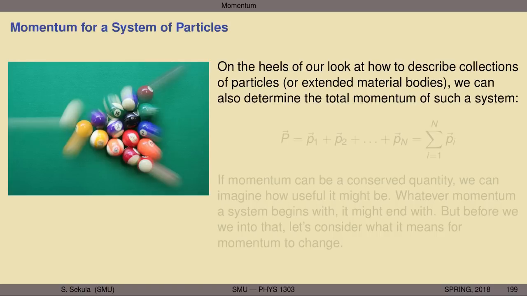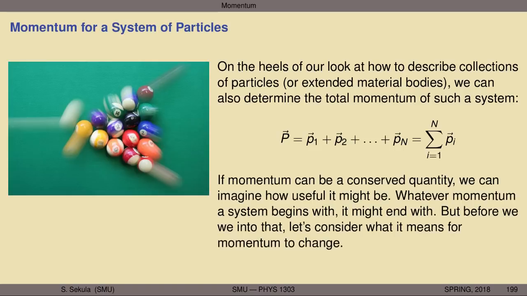So on the heels of our look at how to describe collections of particles or extended material bodies, we can then also determine the total momentum of a large collection of particles. It would just be obtained by taking one particle, getting its momentum, taking another particle and getting its momentum, and adding those up, taking a third particle and doing the same thing, getting the sum, and doing this for all n particles in the system. Now, in a car, n is about Avogadro's number or so, but maybe it's only three or four particles that we're having to worry about here. Maybe it's a bunch of pool balls on a pool table, a game of billiards, and you just have to track the motions of the balls, treating each ball like an individual particle. Fine, you sum them up, and in mathematical summation notation, we have the sum from particle label i equals 1 to n of the vector p_i for each particle.